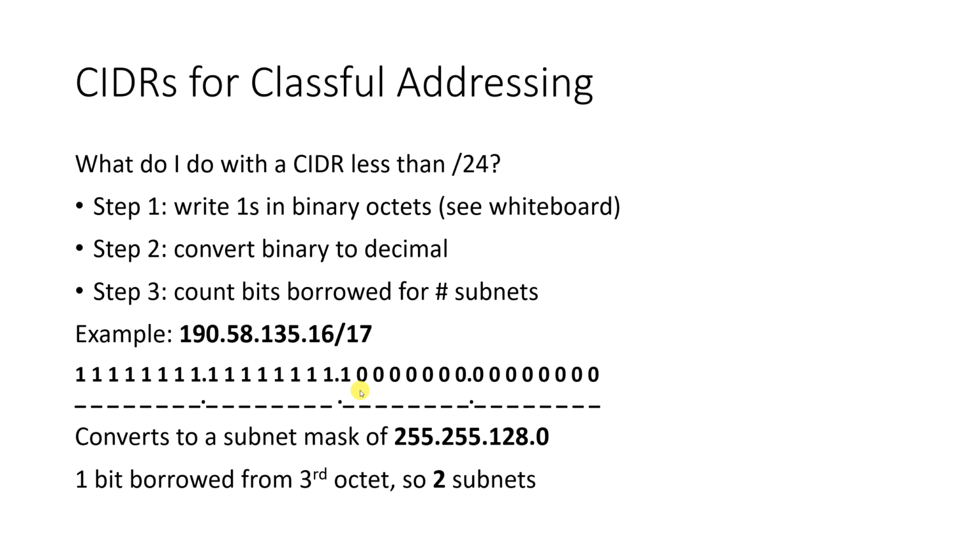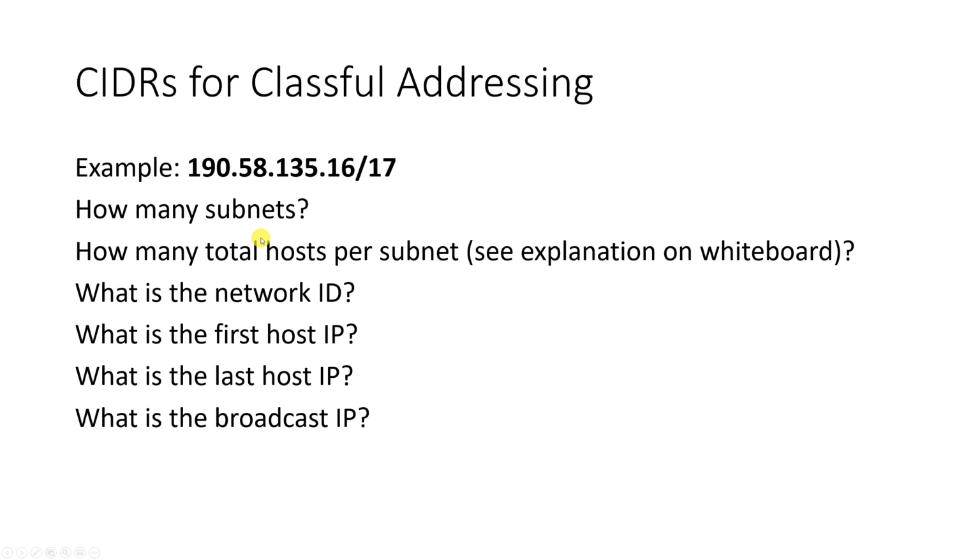How do you get 2 subnets? Well, the largest number that you can make in binary with a single bit, a single digit, is 1. Well, you can make 0 too, so you can make 0 and 1. So that gets you 2 subnets. So let's continue with our example here. 190.58.135.16/17.